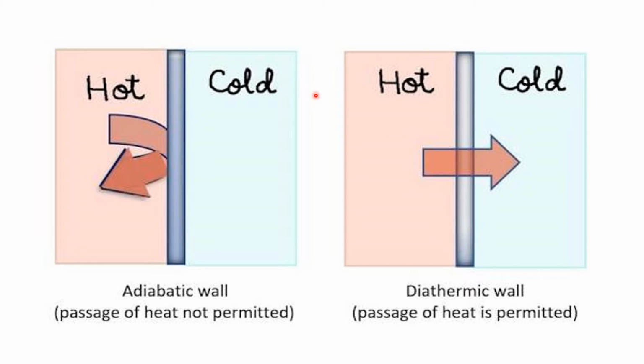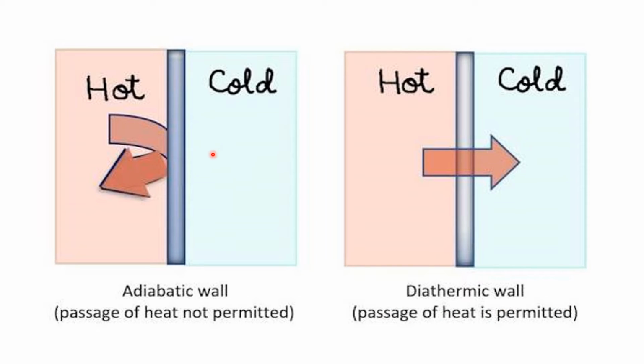See, diathermic wall. It is a wall or a boundary which allows energy, in the form of heat, to transfer from one object to another object. You can see here, if this is a hot body, and this is a cold body, this diathermic wall allows the heat to pass through it. That means passage of heat is permitted here.